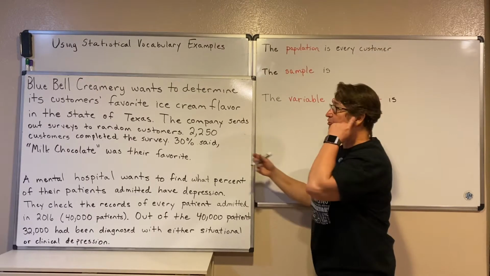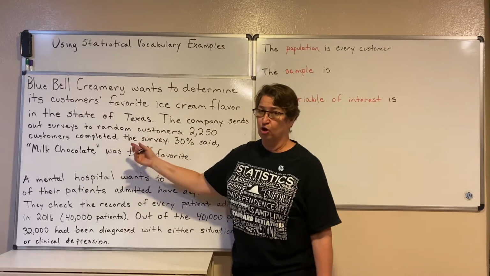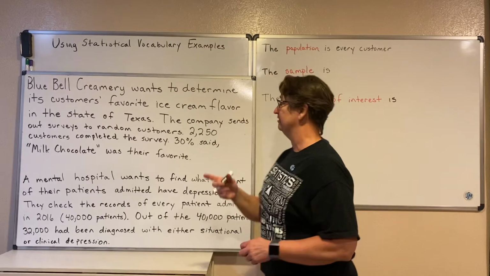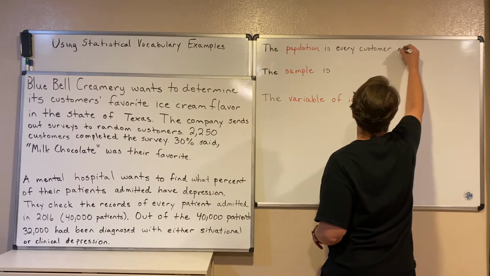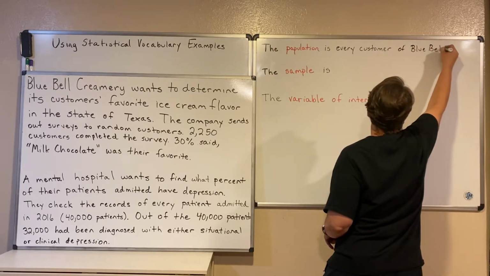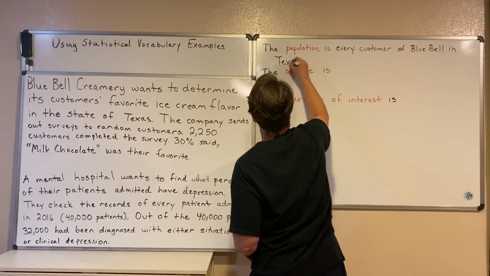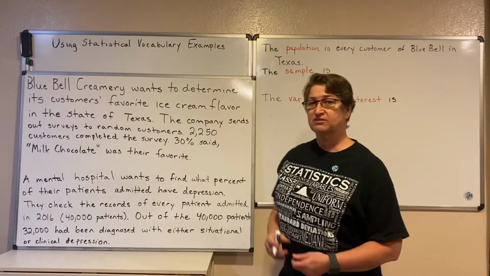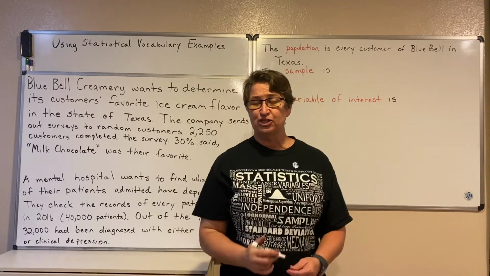And they don't care about the customers in Florida. They're not asking about the customers in Oklahoma. Right now, they're only looking at the customers in Texas. So it's every customer of Bluebell ice cream in Texas. That is our population. Then we look to see, did they collect data from that entire population?